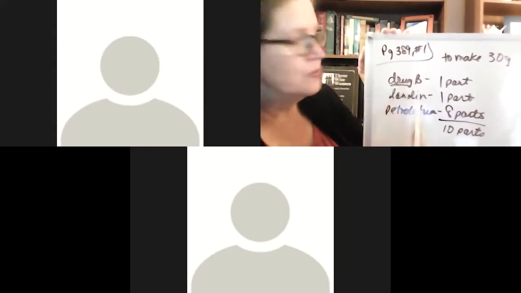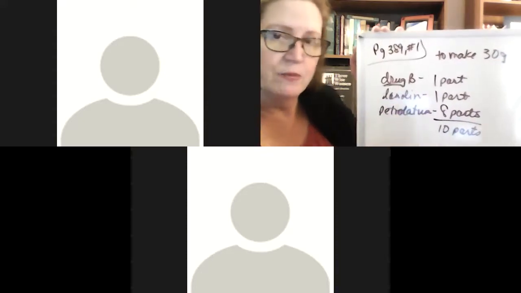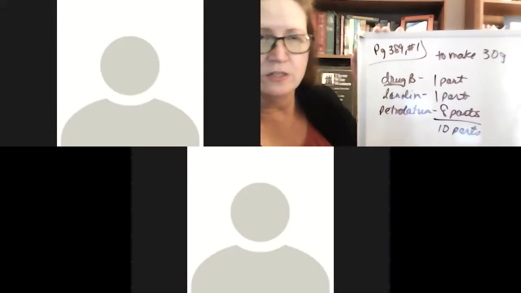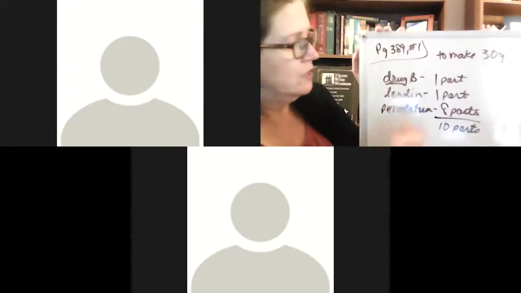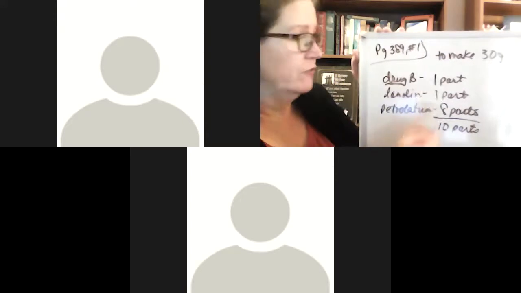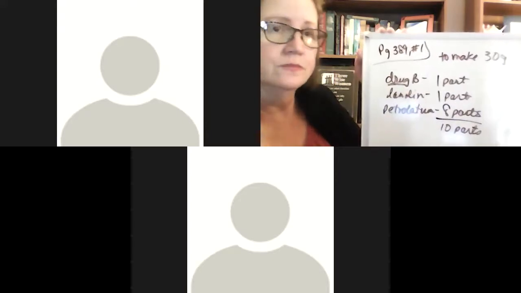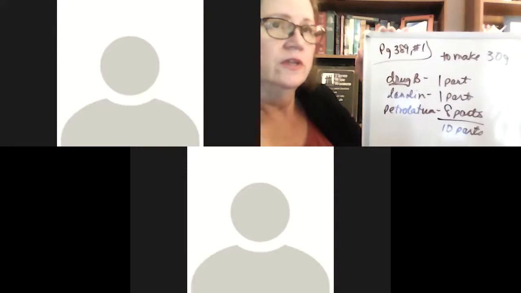So drug B is probably something like neomycin or bacitracin if it's going to be an antibacterial ointment that you're making. But it could be something else. Could be an anti-inflammatory drug like, what's the one that they just came out with?